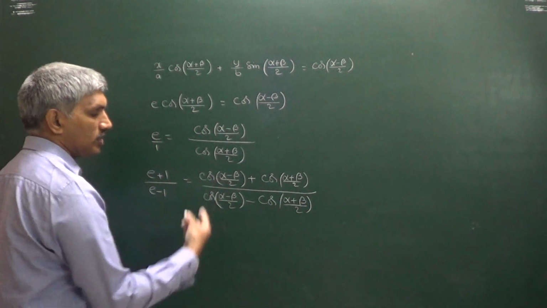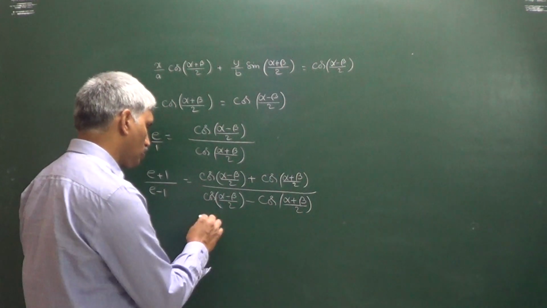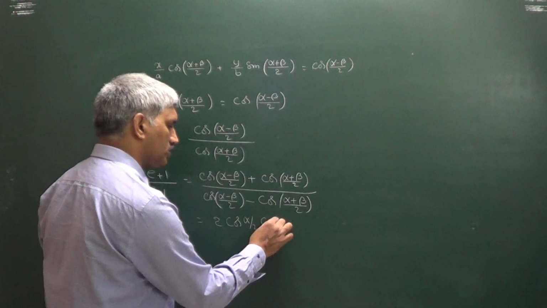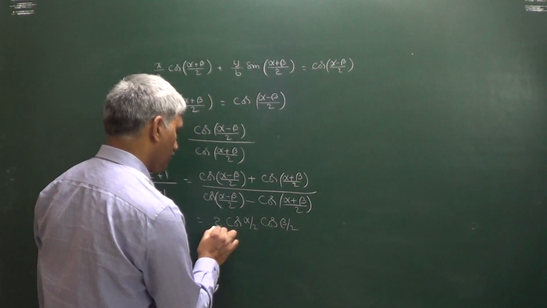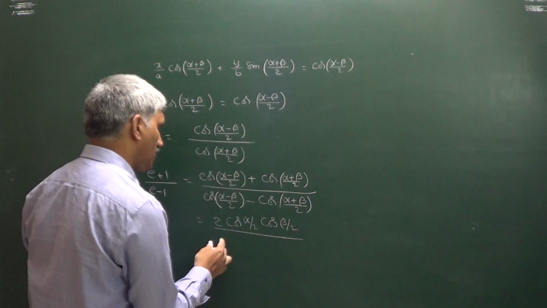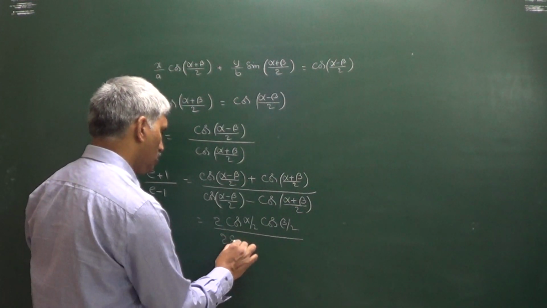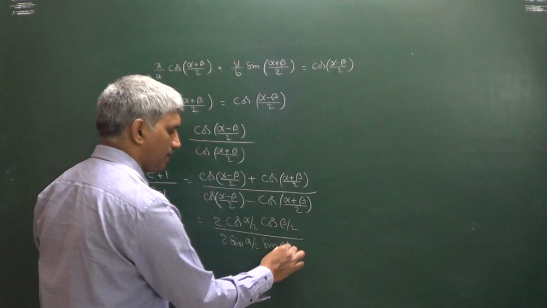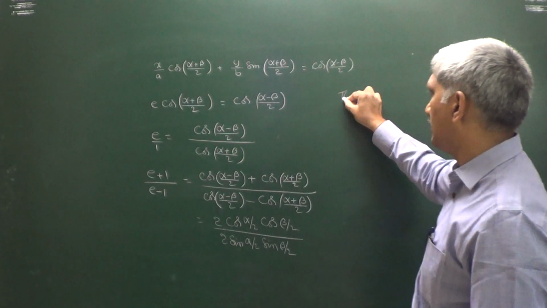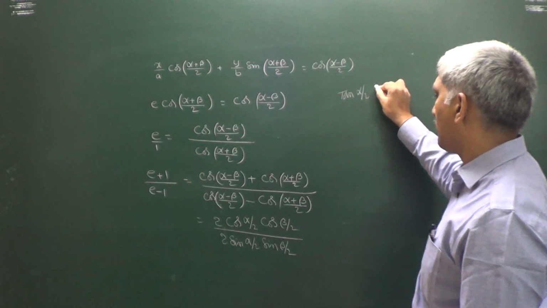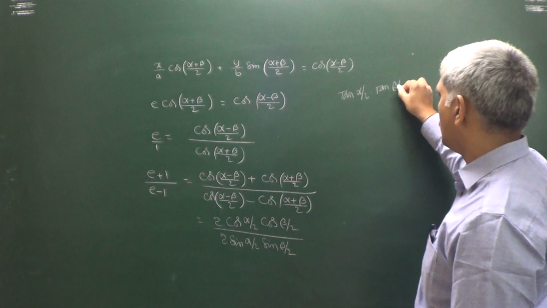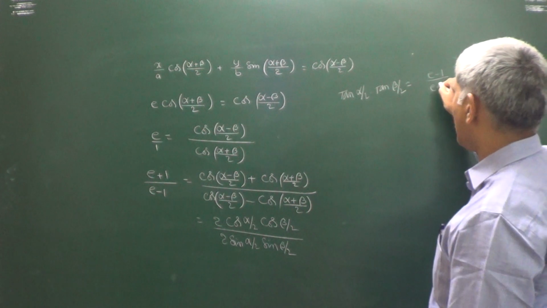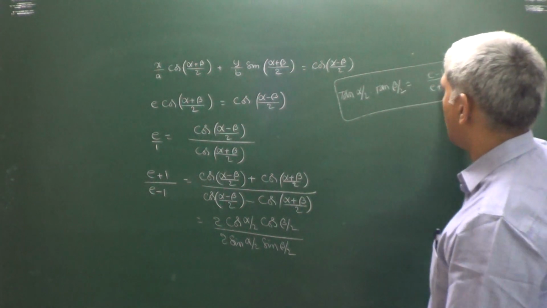As you know, cos A plus B plus cos A minus B is 2 cos A cos B, that is equal to 2 times cos alpha by 2 into cos beta by 2, divided by, here cos A minus B minus cos A plus B, you will get 2 times sin alpha by 2 into sin beta by 2. So from this it is better to remember this result: tan alpha by 2 into tan beta by 2 will give (e minus 1) divided by (e plus 1).